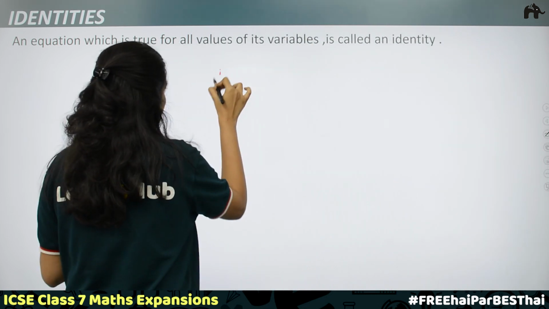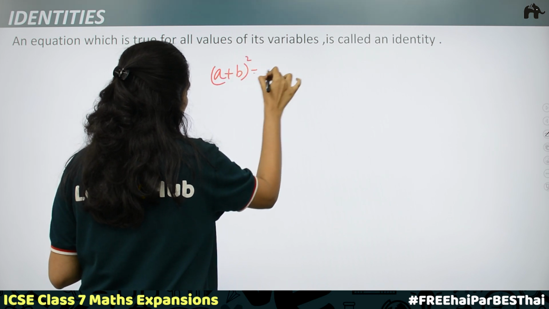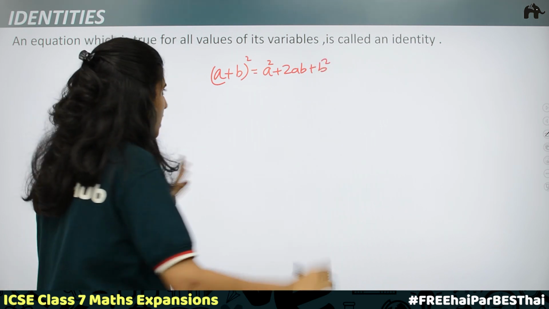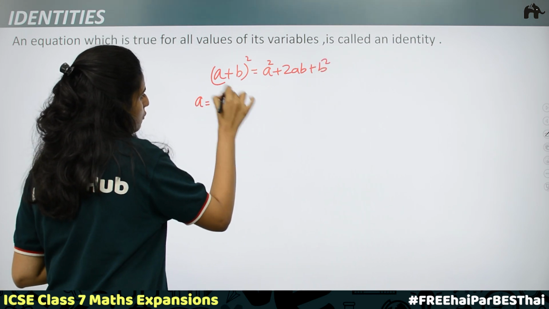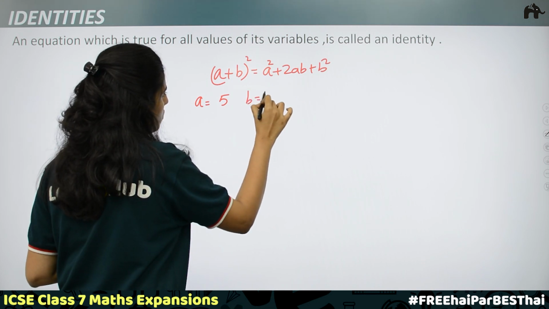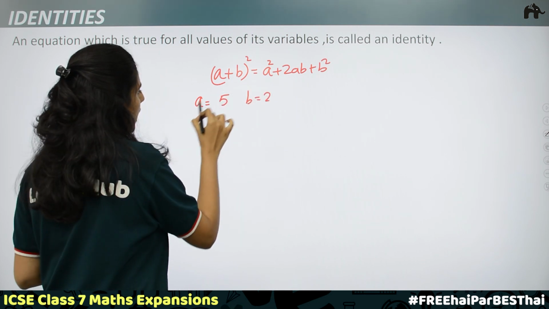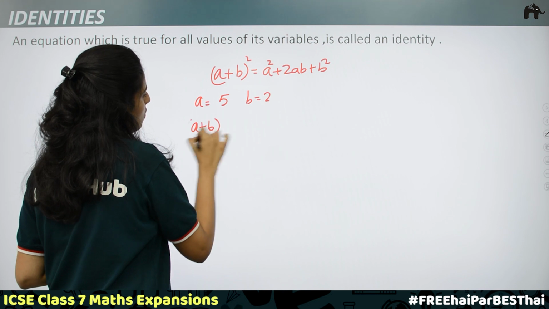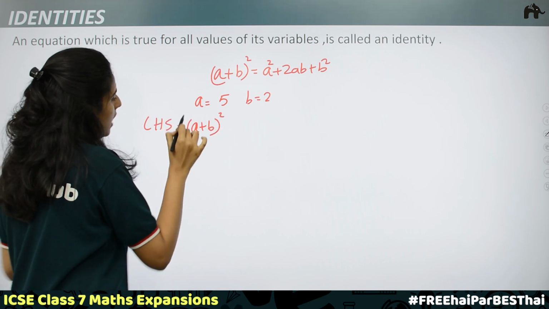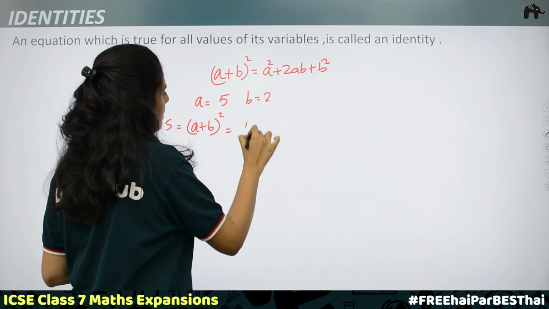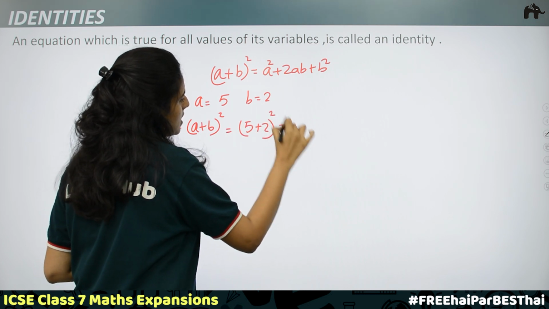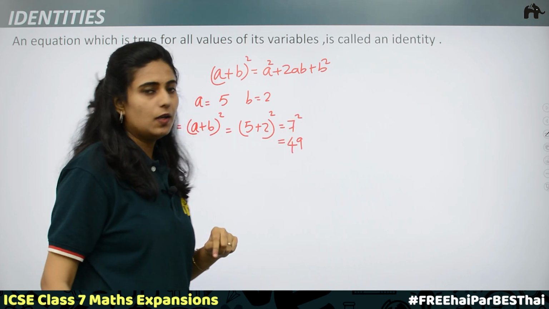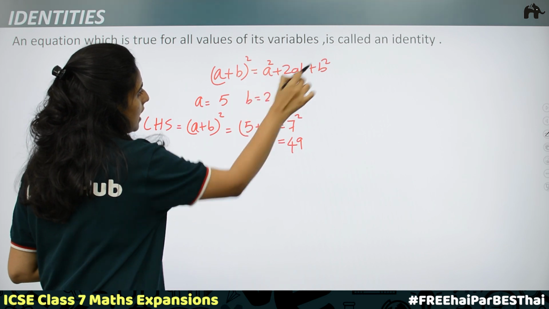Let's just check this. We have (A plus B) whole square is equal to A square plus 2AB plus B square. Okay. So, here I am taking A value to be equal to 5 and B is equal to 2. So, if A is equal to 5 and B is equal to 2, what is (A plus B) whole square? We are taking the left hand side. (A plus B) whole square will be equal to (5 plus 2) whole square, which is equal to 7 square, that is 49.